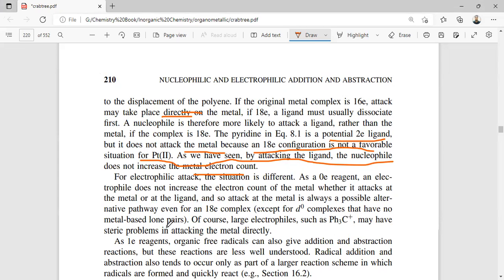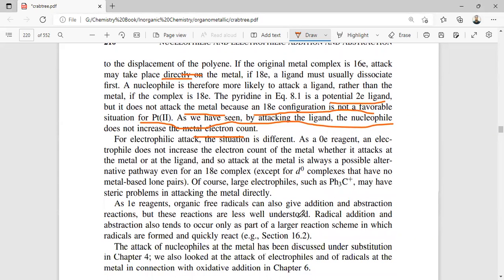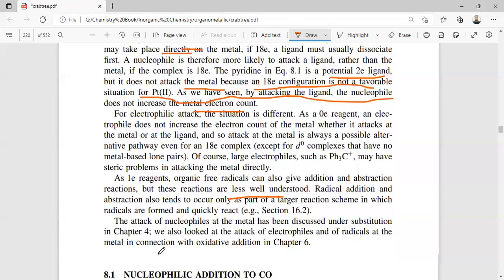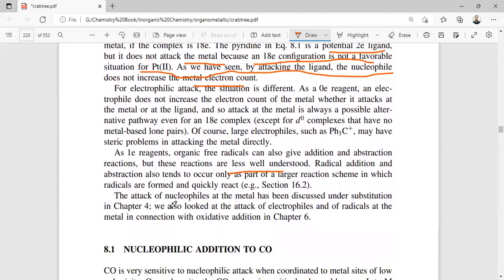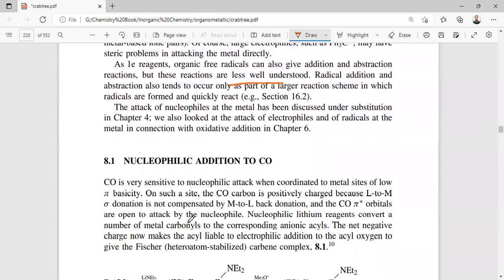As a 1 electron reagent, organic free radicals also give addition and abstraction reactions, but these reactions are less well understood. The radical addition and abstraction also tend to occur only as part of a larger reaction scheme in which the radicals are formed and quickly react. The attack of the nucleophile at the metal has been discussed under substitution. We have also looked at the attack of the electrophile or radical at the internal protection sphere. So now I will discuss the nucleophilic addition to the CO.